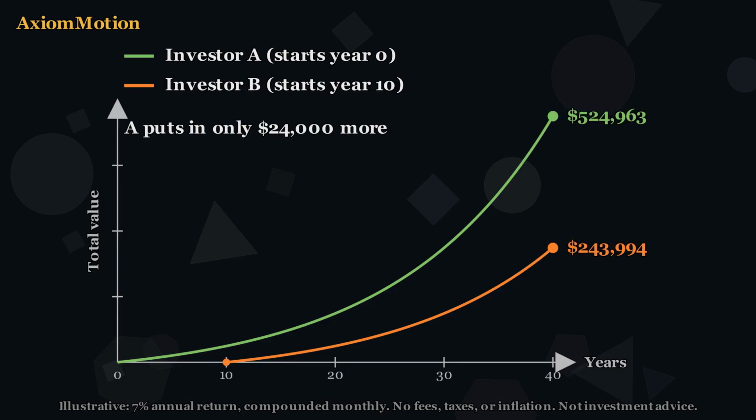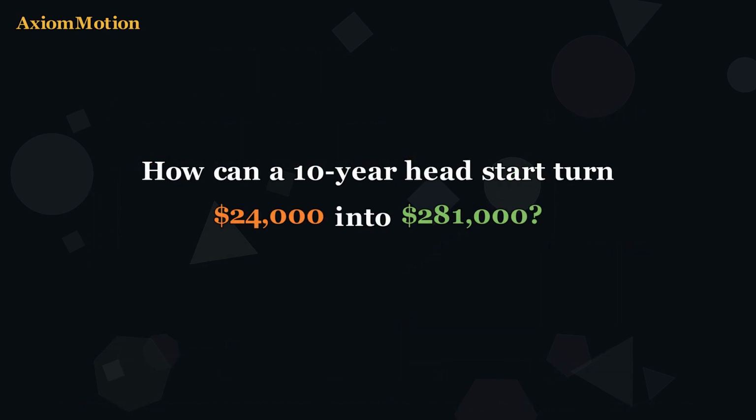The early starter put in only $24,000 more over those years. And yet, they finish with about $281,000 more. How can a 10-year head start turn an extra $24,000 into an extra $281,000?